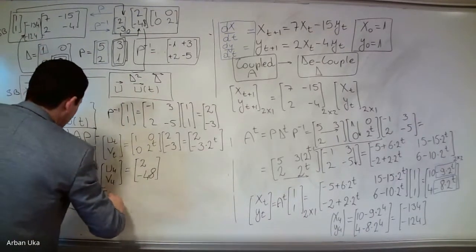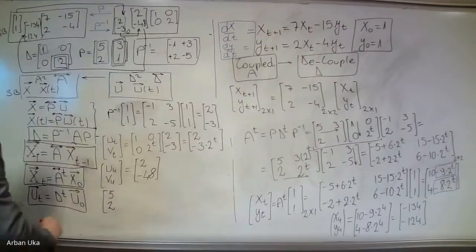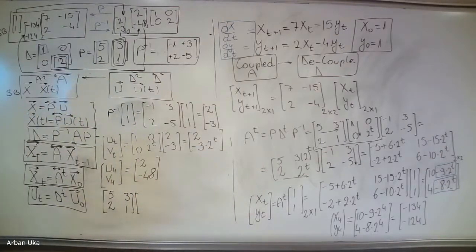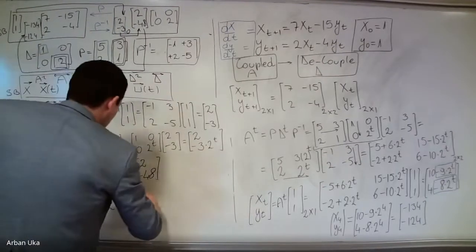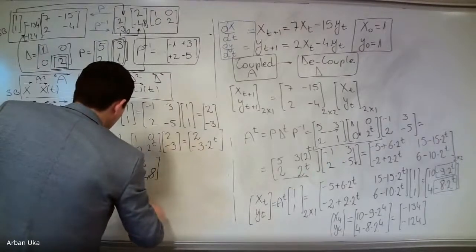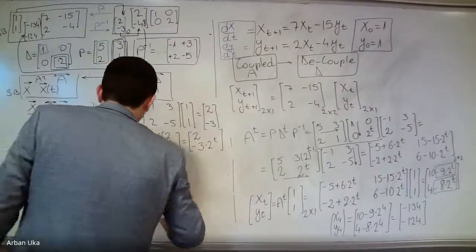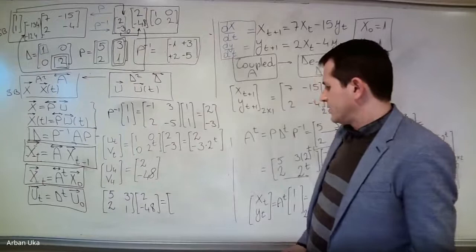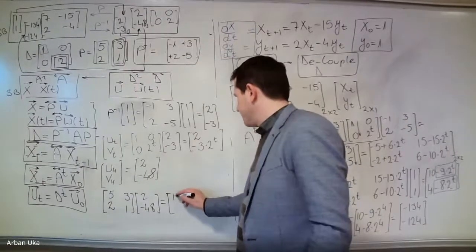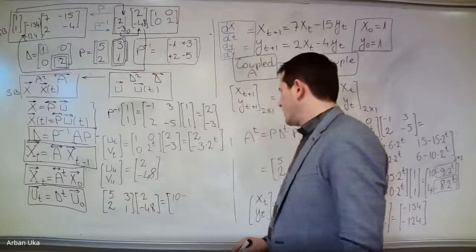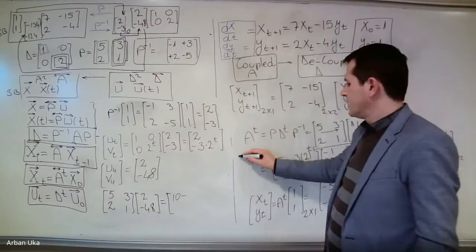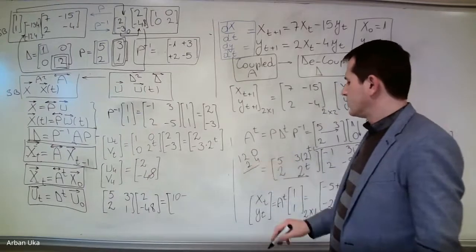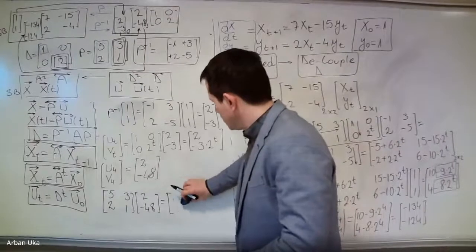So here we have 5, 2, and the 3, 1. The number is 2 minus 48. And this is equal to 5 times 2, this is 10, 10 minus 48 times 3. What is 48 times 3? This is 144, right? We get minus 134.